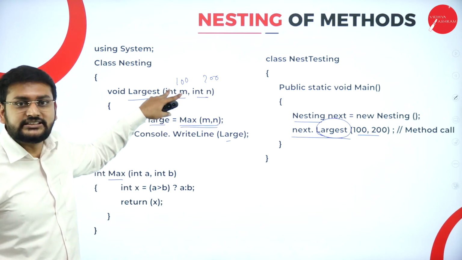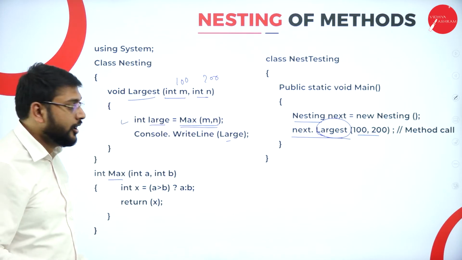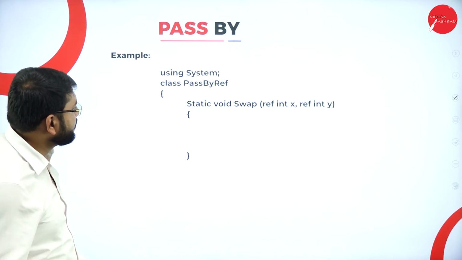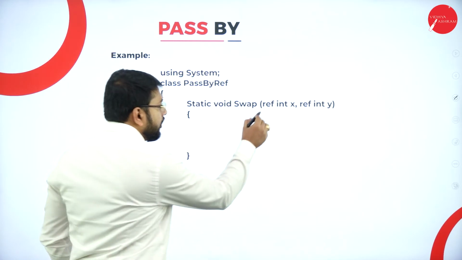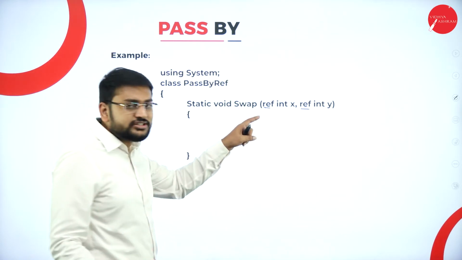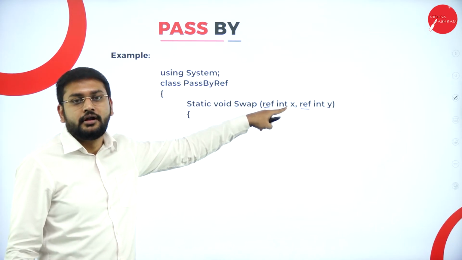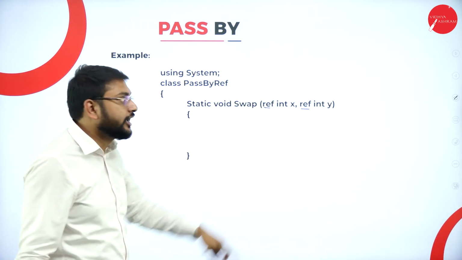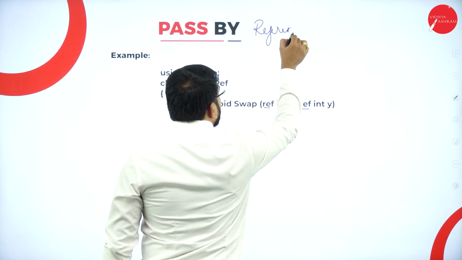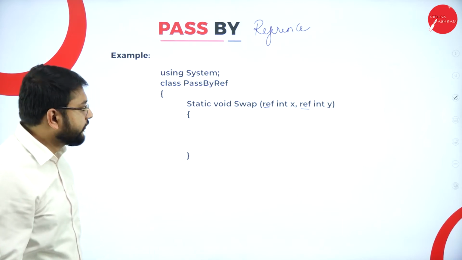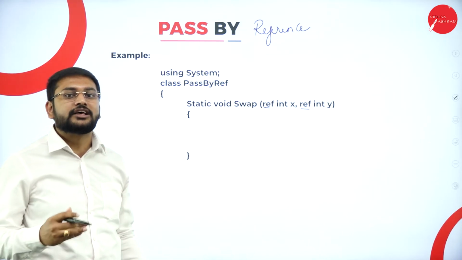Instead of passing the value, I will pass the address of this variable. How do I pass that? Observe here. I'm not passing the value here, with the keyword called ref. This ref indicates that I'm passing the address of this parameter. If I pass this, can you guess what this is? This is pass by reference. That's what you need to remember. If I don't have this keyword, I'm passing the value. That is what I will call pass by value.